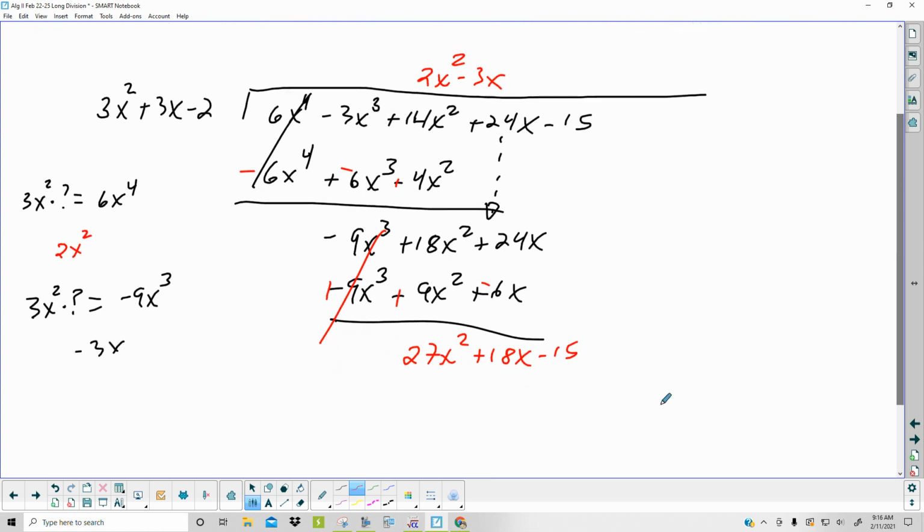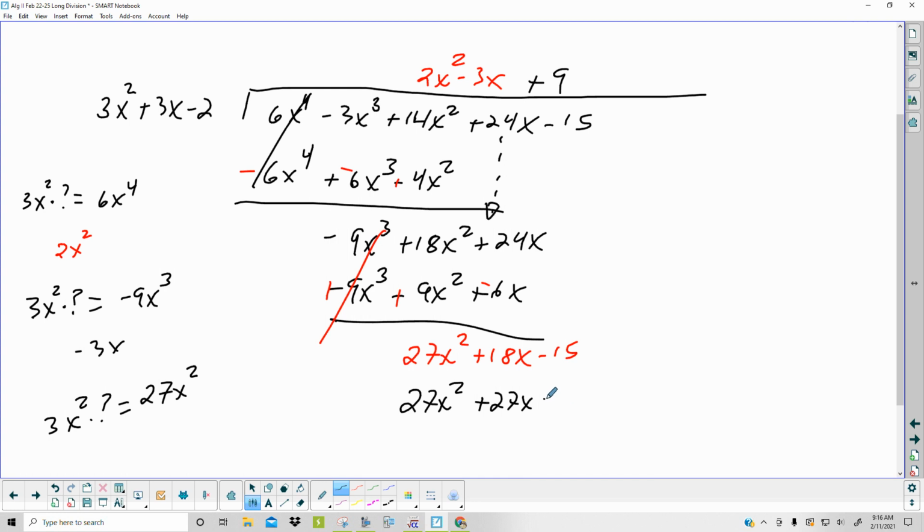Okay, and re-ask that same question again. 3x squared times what will give you 27x squared? Well, that's just 9. 9 times all of this is 27x squared plus 27x minus 18. You're going to subtract all this, so you have to change their signs. Gone. This is, what would that be? Minus 9x plus 3.